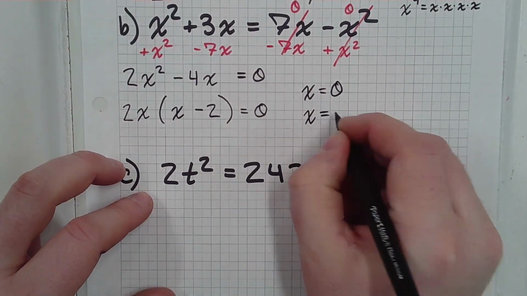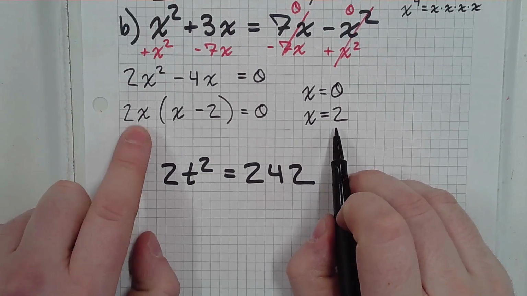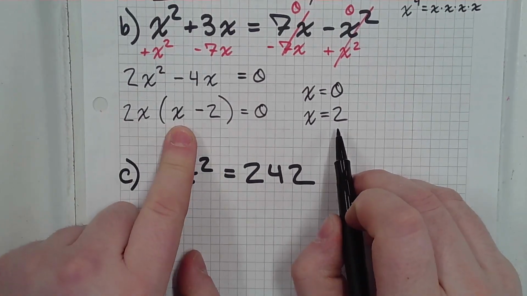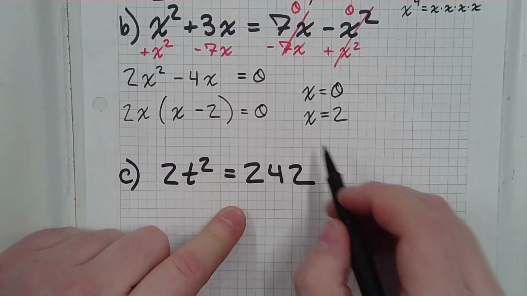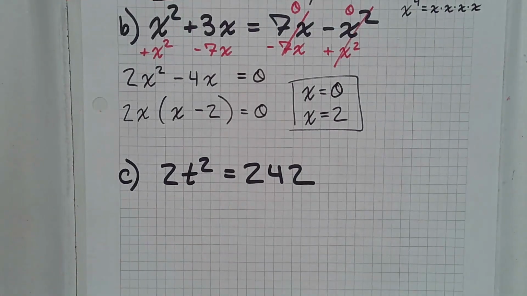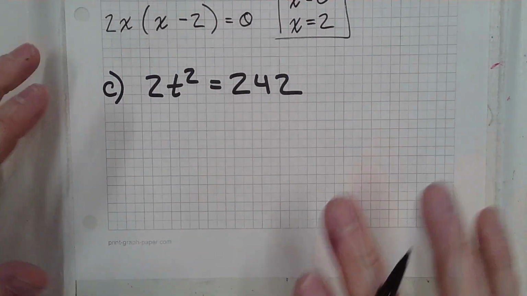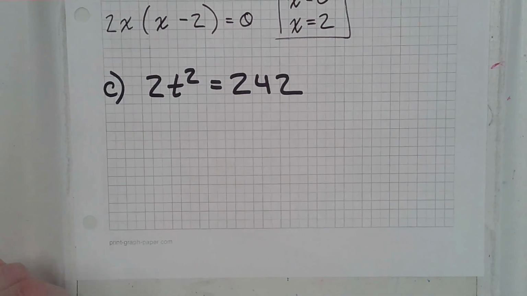Or I could do x is 2, because when I plug it in here, I get 4, which kind of sucks. But if I plug it in here, I get 0, right? 2 minus 2 is 0. So 0 times anything is 0. Here are our two possible answers.